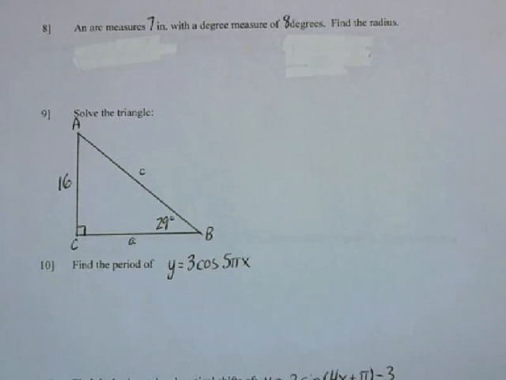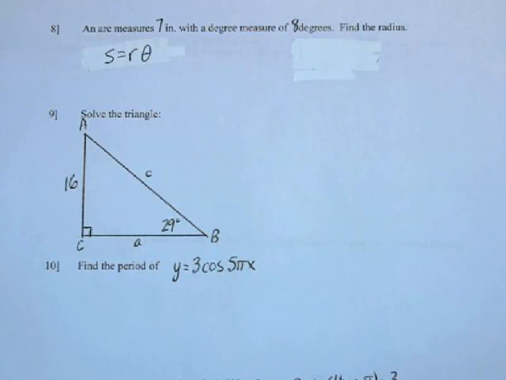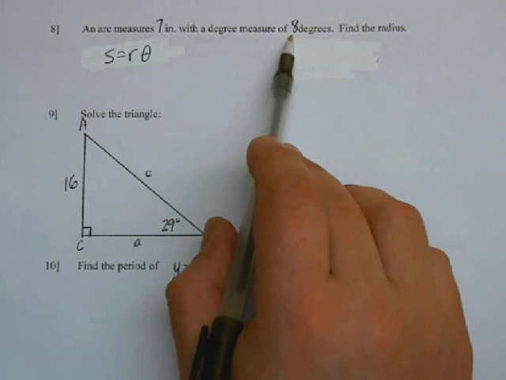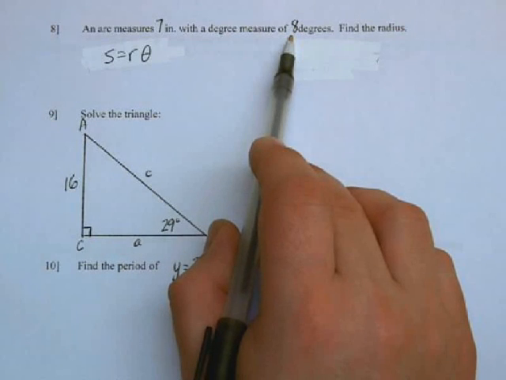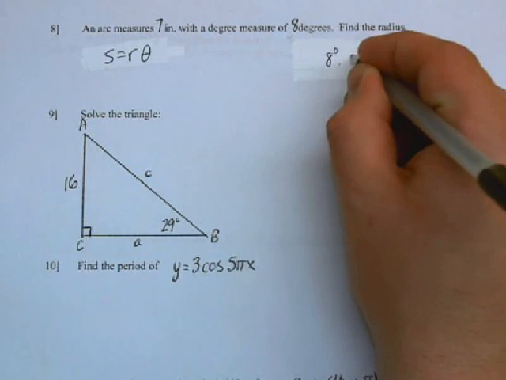So on number 8, we have the arc length formula where S is the arc length, R is the radius, and theta is the measure of the degree in radians. And that's where a lot of you made an error. You just plugged in 8 for theta. So what we need to do is change 8 degrees into radians.